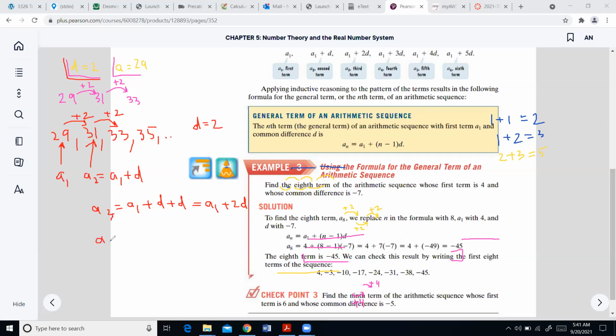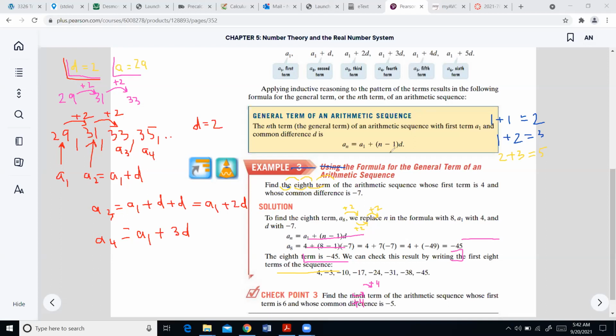What about A4? So this is my A3, that's the third term. What about the fourth term, A4? Well, you again take A1, but you add the difference 1, 2, and then 1 more time. So it'll be 3 times the difference.